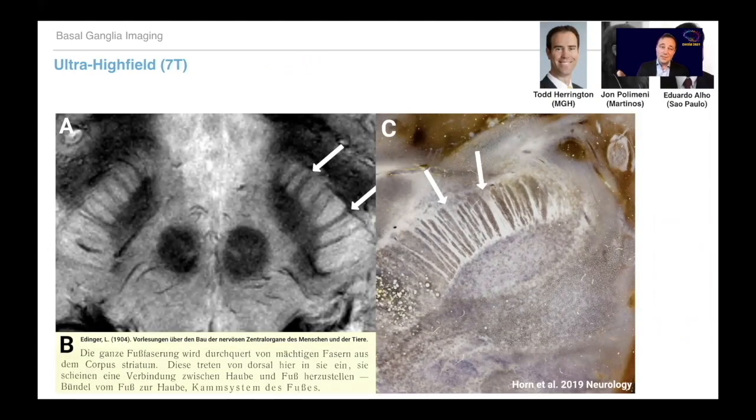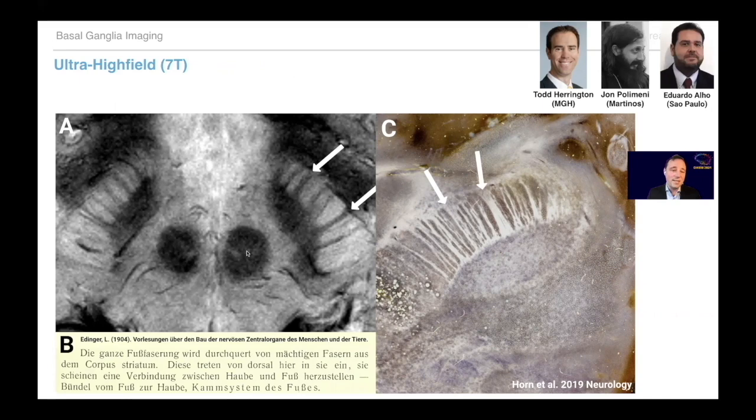Beyond 3 Tesla, you can go to 7 Tesla, of course. This is my brain scanned by Todd Harrington, John Polimeni at the Martinos Center. And you can see these comb system fibers that I talked about. This is a comparison of a dark field microscopy section by Eduardo Alho, where you can also see these comb system fibers here.